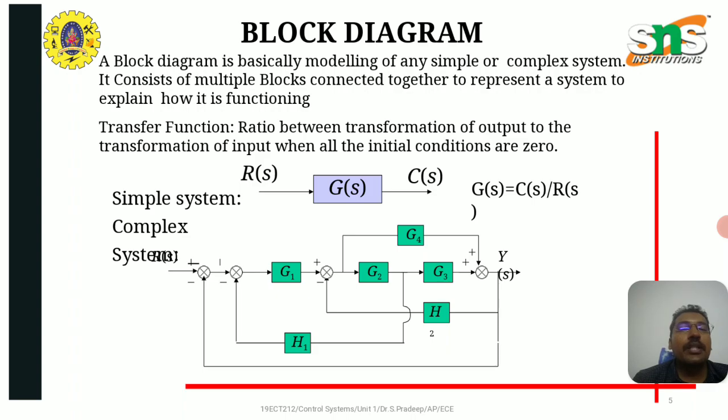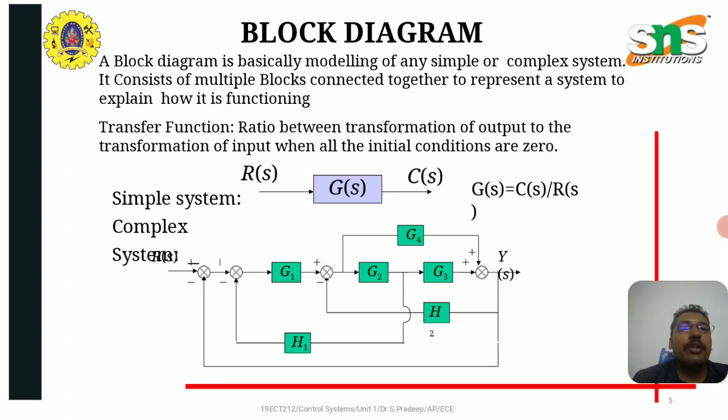The block diagram reduction technique is basically modeling of any simple or complex system. It consists of multiple blocks connected together to represent a system, to explain how it is functioning. Transfer function is a ratio between the transformation of output to the transformation of input when all the initial conditions are 0.